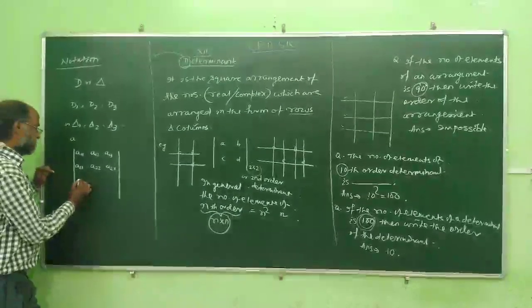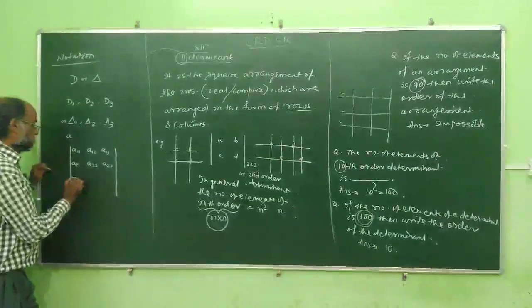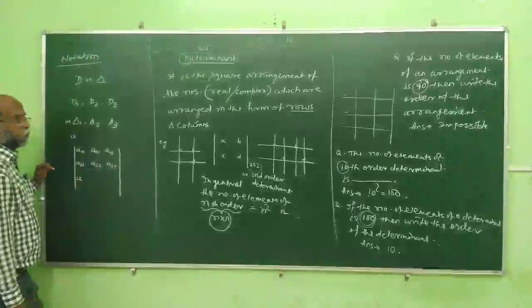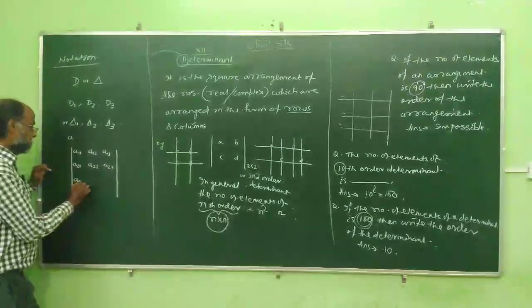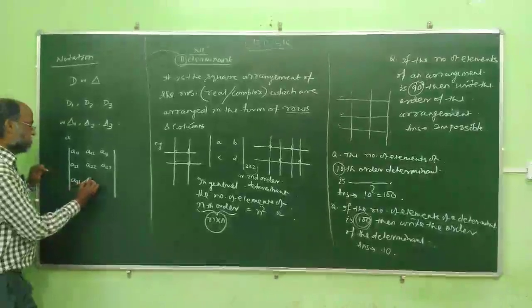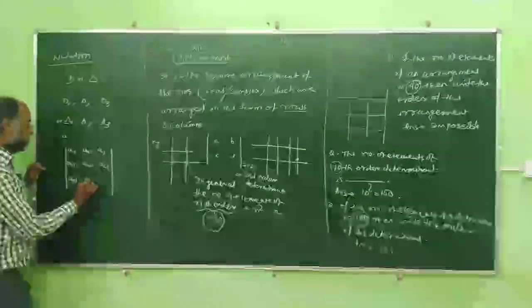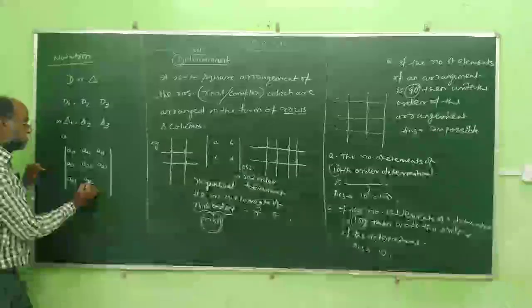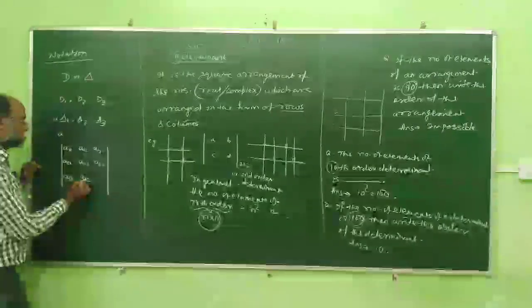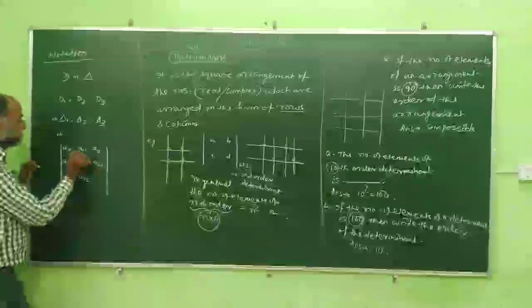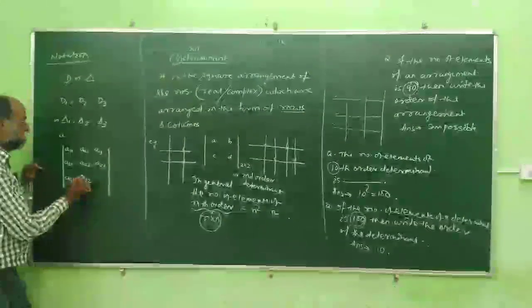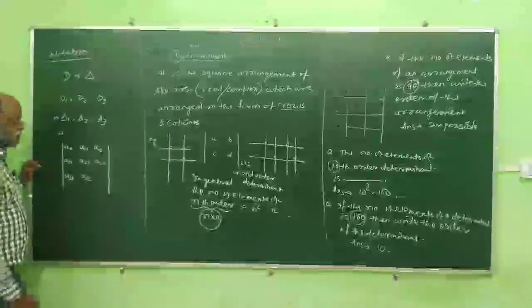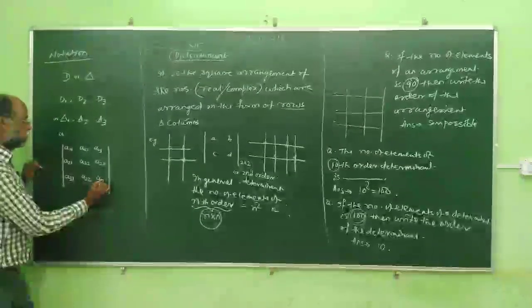Next element. A. It is in which row? Third row. It is in which column? First column. Next element will be A32. Why is it 32? Because it is in which row? Third row. It is in which column? Second column. That's why it will be A32. Next element, A33.